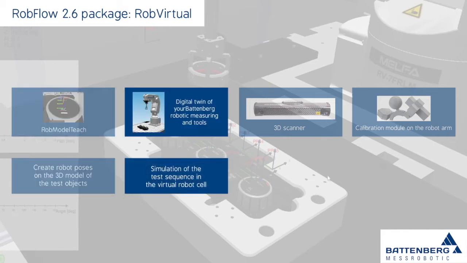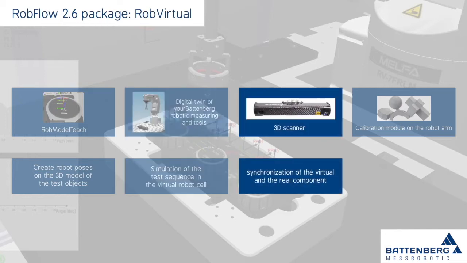You use the robot poses when programming the test sequences in RobFlow. While you are creating your test sequences in RobFlow as usual, you can load the 3D model of your test object into the virtual robot cell and simulate the robot movements step by step. Check your RobFlow programming before you start the process on your real Battenberg robotic.